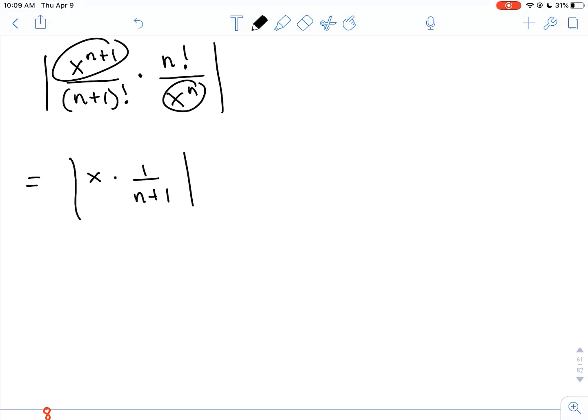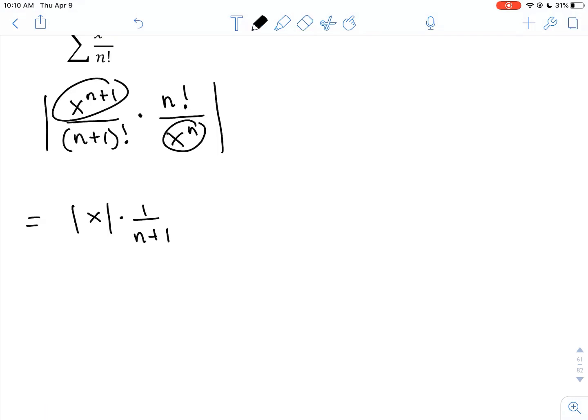Now the absolute values are on the whole thing, but when you narrow it down to this one and this one separately, only the x matters, because this part right here is positive. So you don't need to keep the absolute values on that. Okay, so now we say, imagine that x is fixed, and we're going to let n approach infinity.